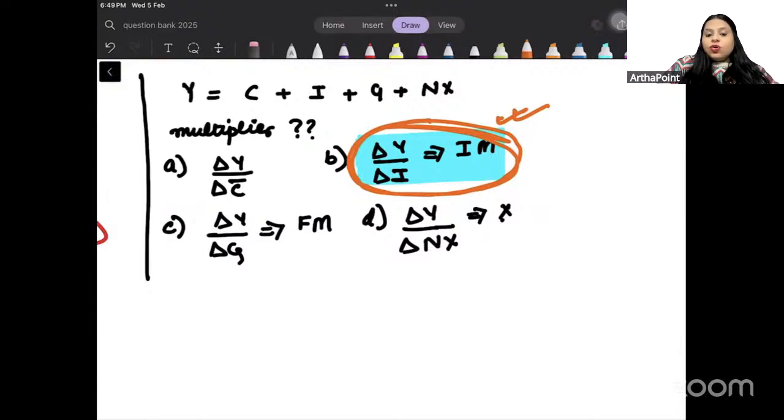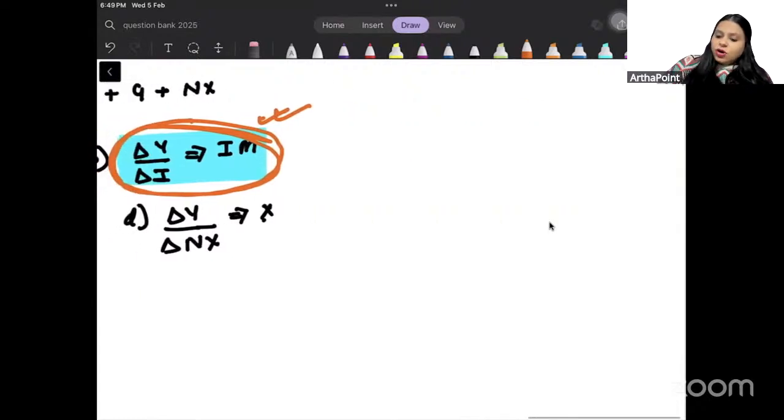Now, when we talk about the flexible accelerator model, it is something that I did yesterday also. So flexible accelerator model में क्या हो जाता है?